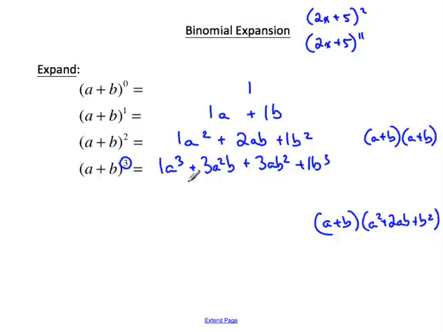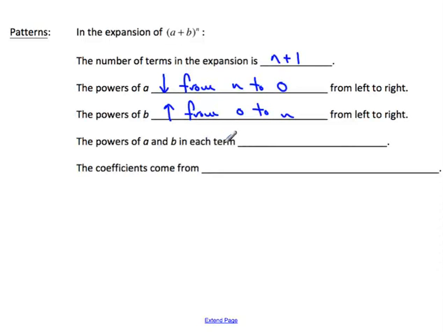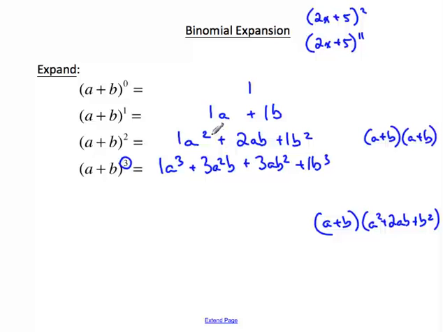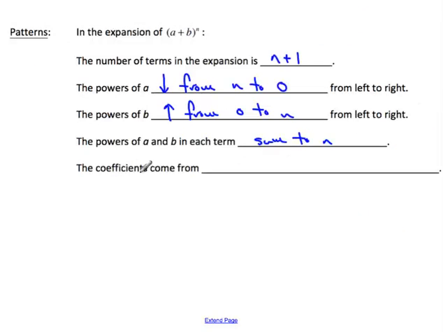So in each term of the expansion, the sum of the exponents on the a and the b are summing to that exponent on the original expansion, which was n. So the powers of a and b in each term sum to n. There's a number of patterns that we see coming through here. The coefficients of this expansion, as we said, come from Pascal's triangle. And in row 3 of Pascal's triangle, we see this, and that corresponds to that 3 there. So the coefficients come from row n of Pascal's triangle, where n, again, is the exponent.